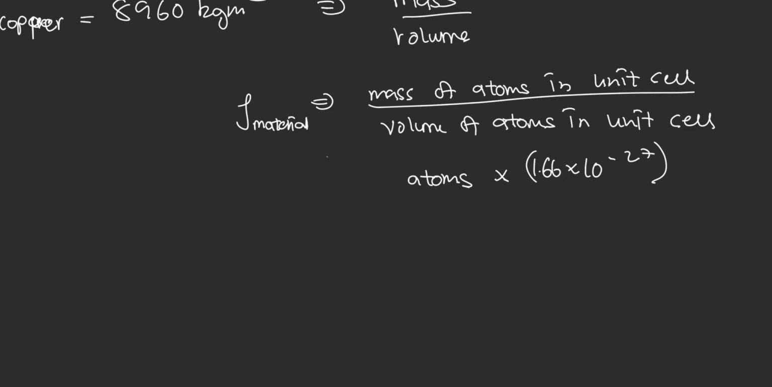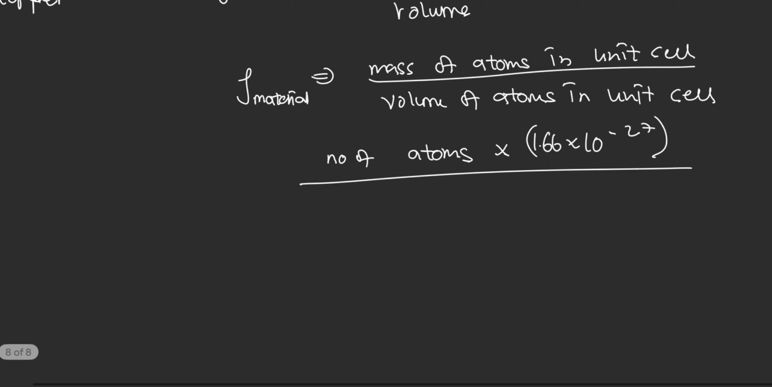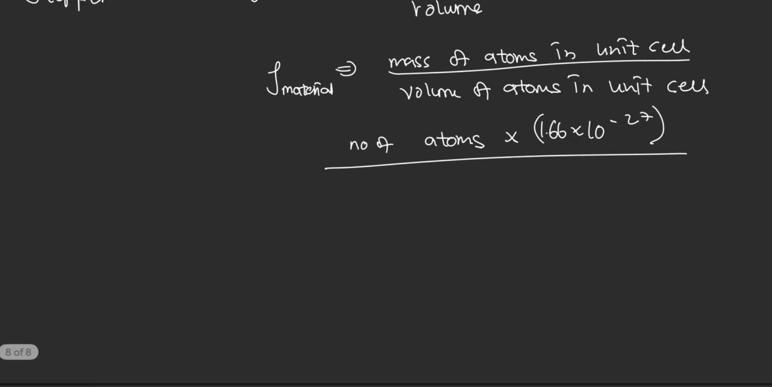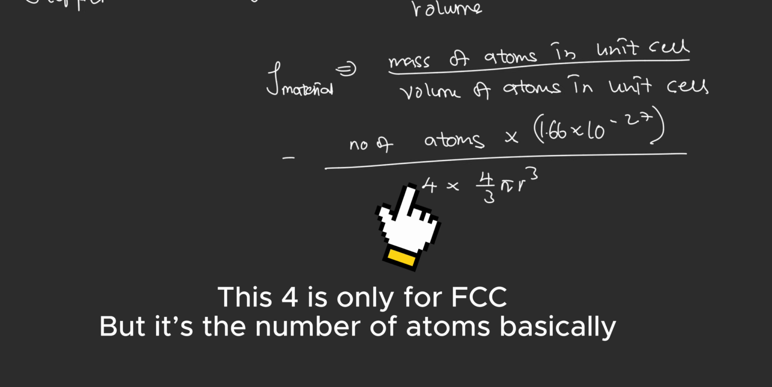So I can give you BCC. You should know that BCC is 1 atom in the center and 1 atom at the corners, so it is 2 atoms. Simple structure is 1 atom basically, so we build in complexity: 1 atom, 2 atoms, 4 atoms. So the volume of atoms within that cell is basically going to be what? 4 times 4/3 pi r cubed.